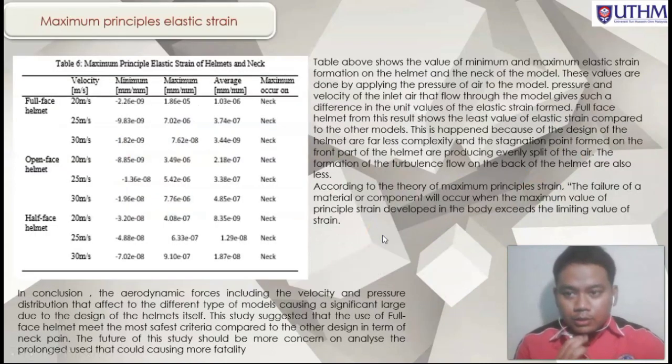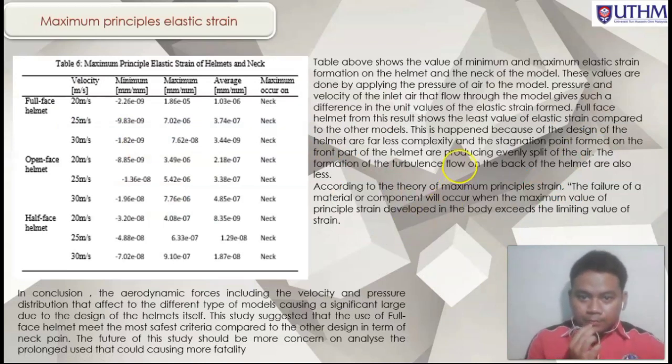Next, maximum principal elastic strain. Table shows the value of the minimum and maximum elastic strain formation on the helmet and the neck of the model. So these values are done by applying the pressure of air to the model. Pressure and velocity of the inlet air that flow through the model gives such a difference in the values of the elastic strain form.